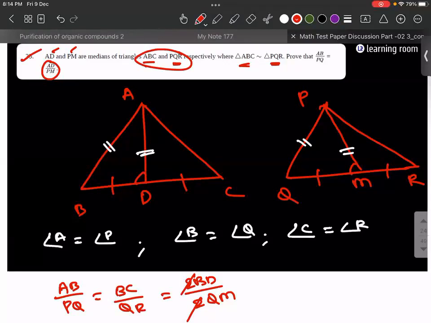Since the ratios are going to be the same, you can say that the angles are going to be the same in the other two triangles, hence they are similar. I hope everybody wrote this.